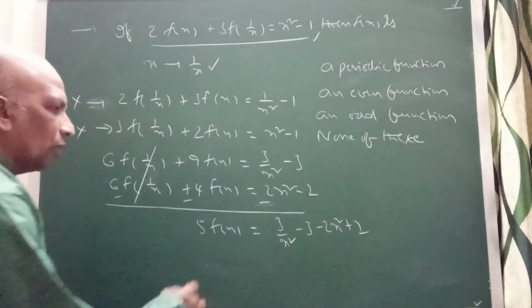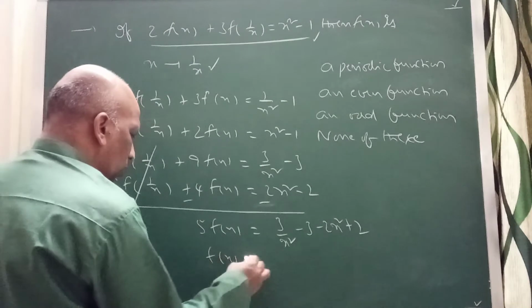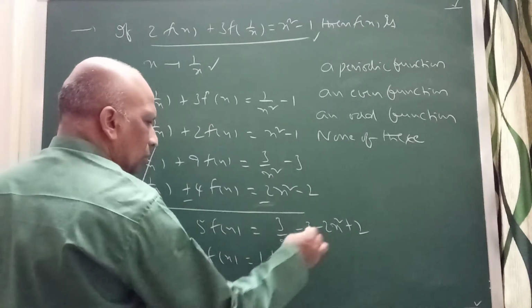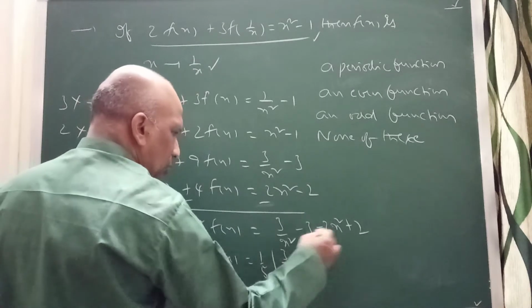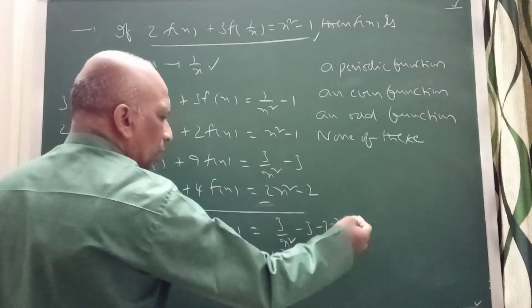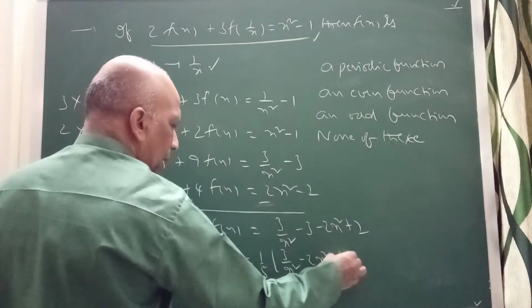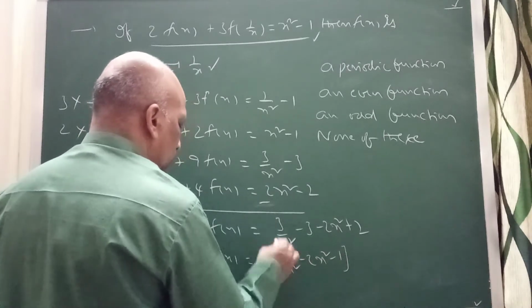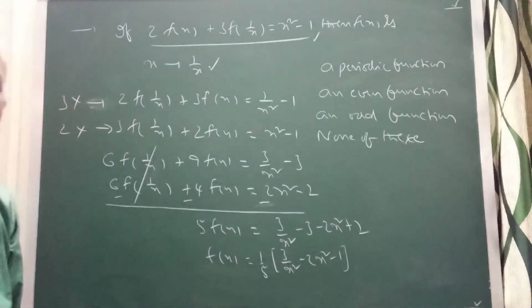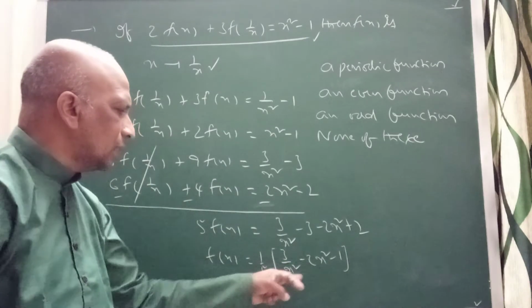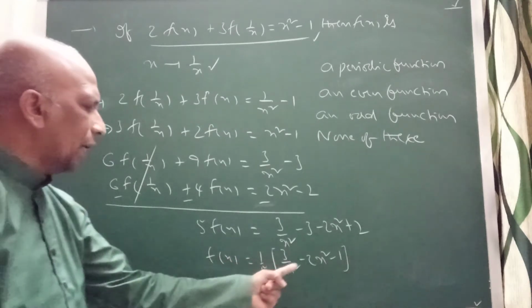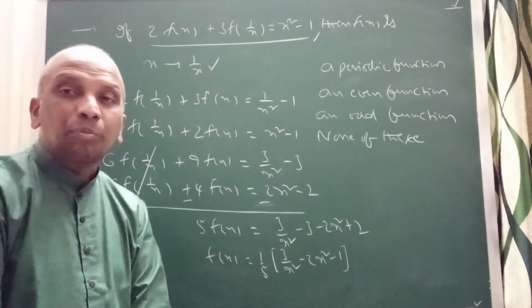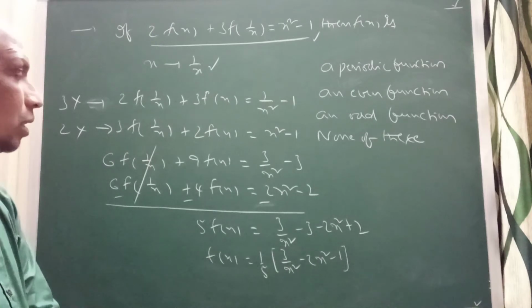Check this. You will get f of x equal to 1 by 5 times 3 by x square minus 2x square, and minus 3 plus 2, which will be minus 1. Correct? You will get minus 1. You can check here. If you want, I can simplify this, right? You will get 3 by x square minus 2x square minus 1, like this.